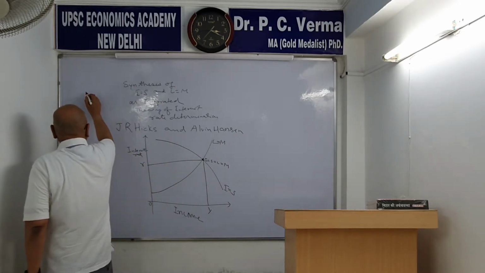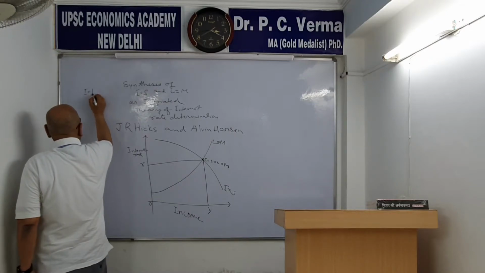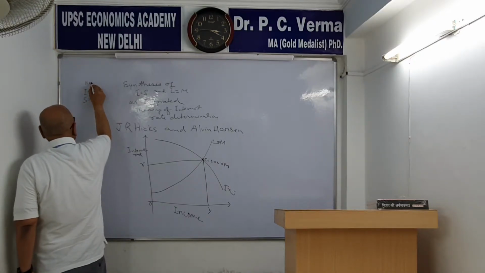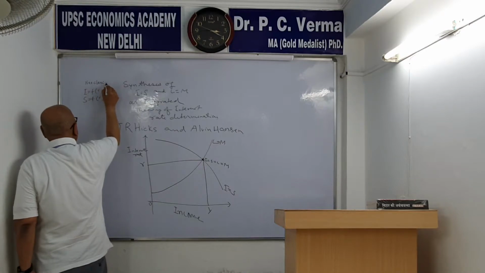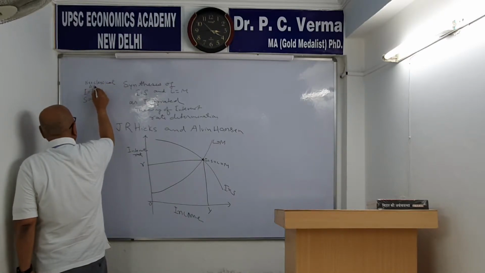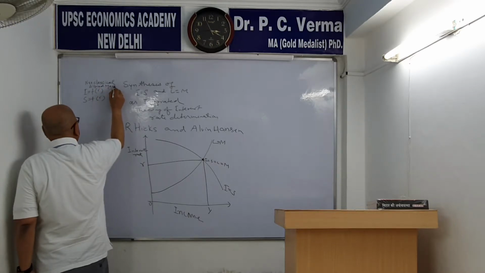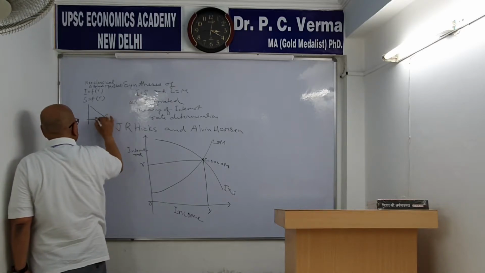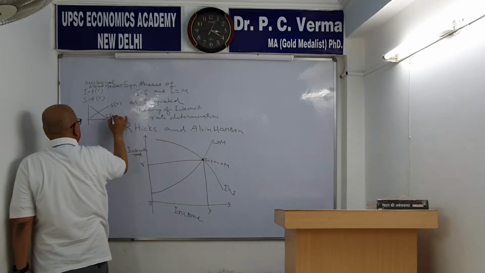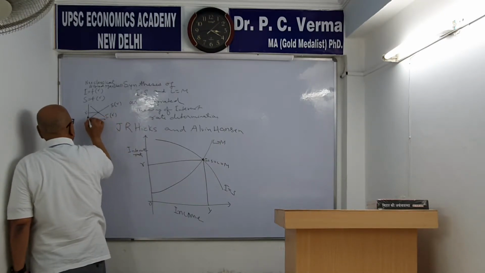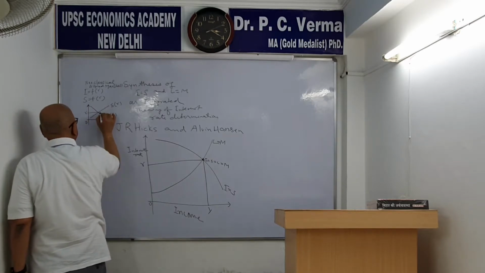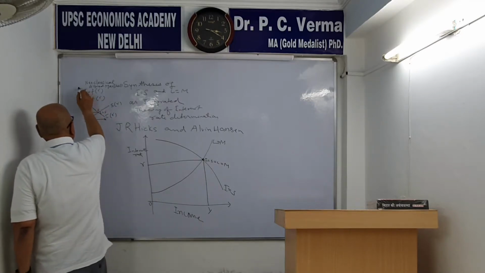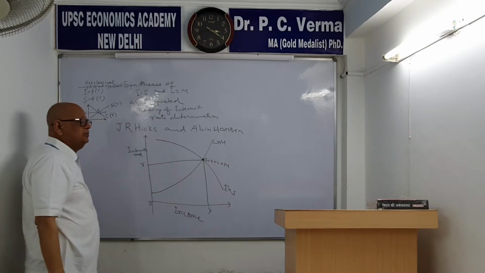What is synthesis? I is a function of R, S is a function of R. That was the neoclassical, Alfred Marshall, who said that this is I and this is S. Both are functions of R only, and this is the equilibrium interest rate, where I is equal to S. Alfred Marshall is the leader of the neoclassical.